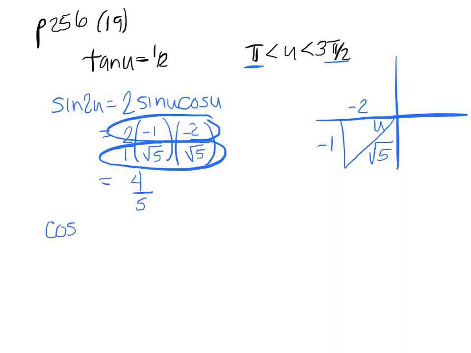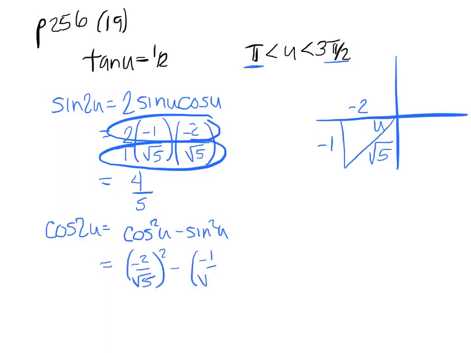Then I go to the cosine of 2u, and there's 3 formulas for that. Oh man. There they are. Okay. And it doesn't really matter which one you use, I'll just use the first one. Cosine squared minus sine squared. So the cosine is, again, negative 2 over root 5, and I'm squaring that. Minus sine is negative 1 over root 5, and I'm squaring that. So then we get squaring the top and bottom separately, 4 over 5, minus squaring top and bottom separately, 1 over 5, and then 4 minus 1 is 3 over 5. So that'd be the cosine of 2u.